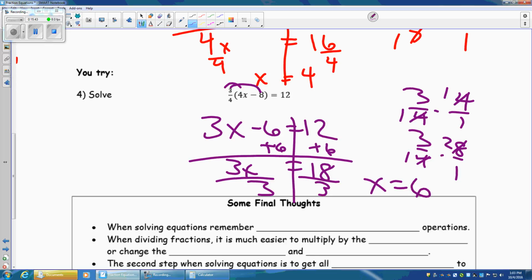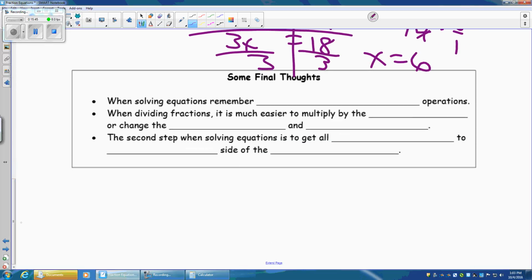Thank goodness. When solving equations, remember your opposite operations. When dividing fractions, it's much easier to multiply by, that big word that we haven't talked about yet, the reciprocal. I'm sure McClure went over that with you a lot. Or I always like to just change the sign and flip. She also says keep, multiply, flip, all those little things to remind you guys to do that. The second step in solving equations is to get all variables to one side of the equation.